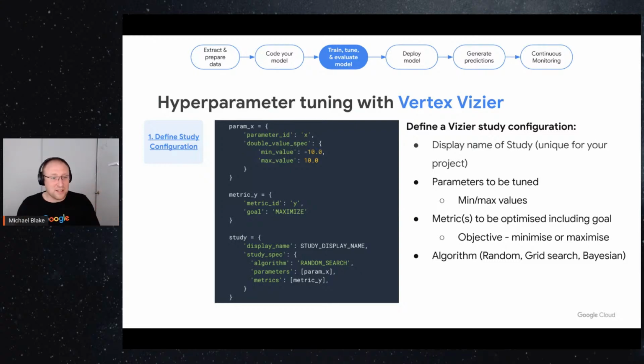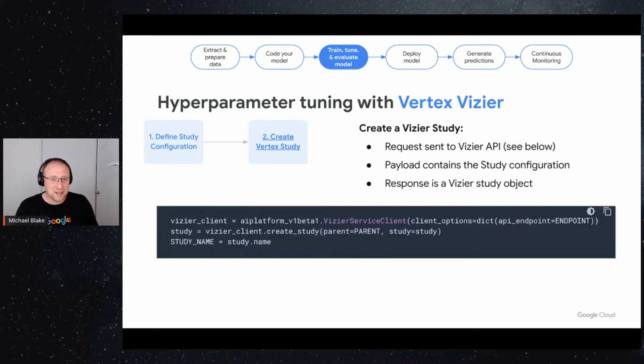Create what we call a study definition, and in there we list the parameters that we want to tune and the metrics that we want to optimize, whether it's maximizing or minimizing. The example on the screen there is a very simple one where there's one parameter and there's a range like -10 to 10, and we want to maximize this value, this metric.